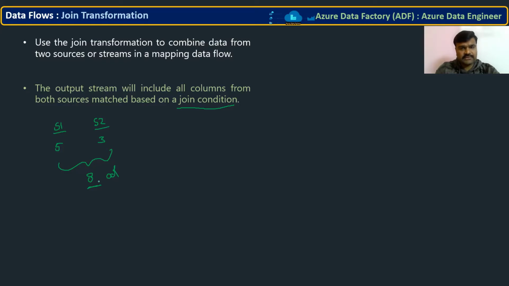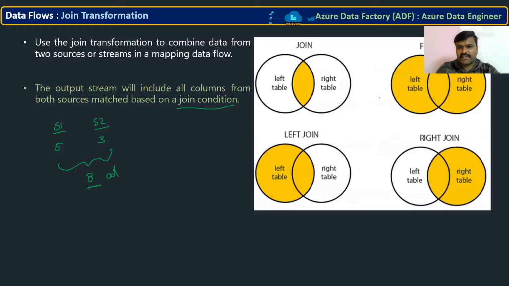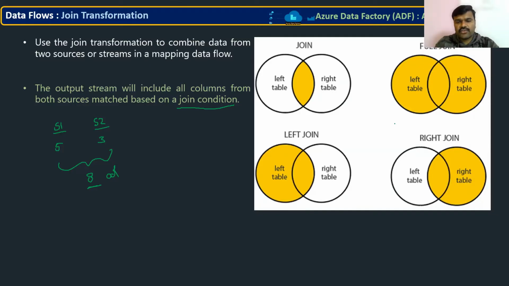Now let us try to see in total how many joins we have. See here, there are a total of 4 joins. The first one is the normal join, then left join or left outer join, and right join or right outer join. Then we have a full outer join.